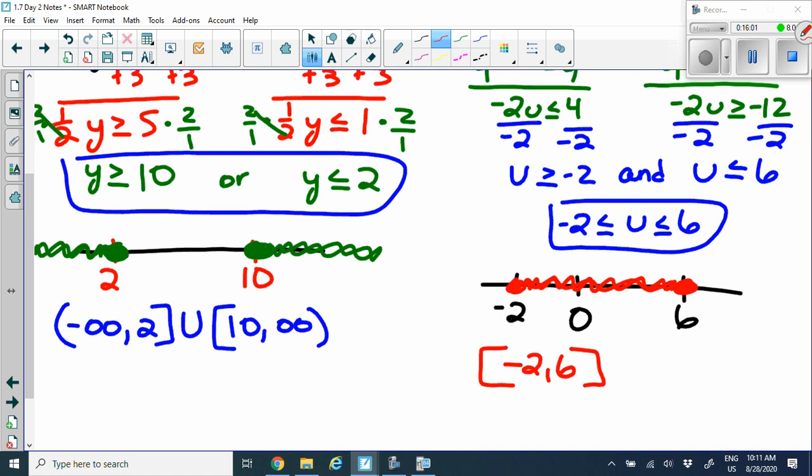Okay, so that's basically all you're doing. You're solving for the inequality, you're putting it on a number line, and you're writing an interval notation. Make sure for the homework that you definitely read the instructions carefully because it will tell you how to write your interval notation, how to write your answers for the inequalities, and so on.